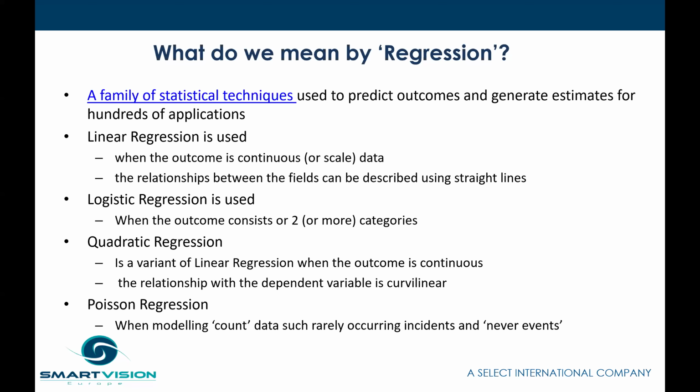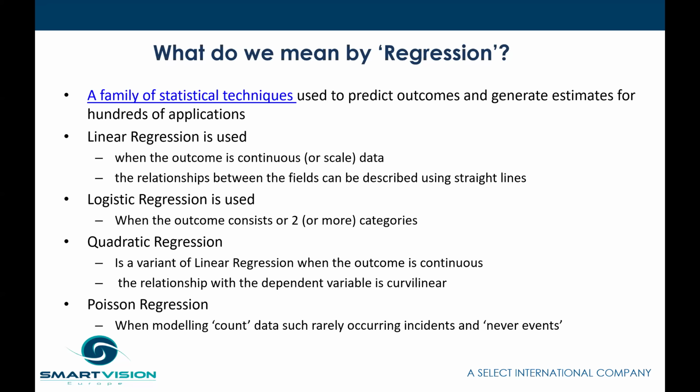You have things like quadratic regression, which is a variant of linear regression where the outcome is continuous, but the relationship is very much curvilinear in nature. It might be something that's used with growth, so it could be used with the outbreak of an illness or a particular disease, because it tends to be used to model growth curves.